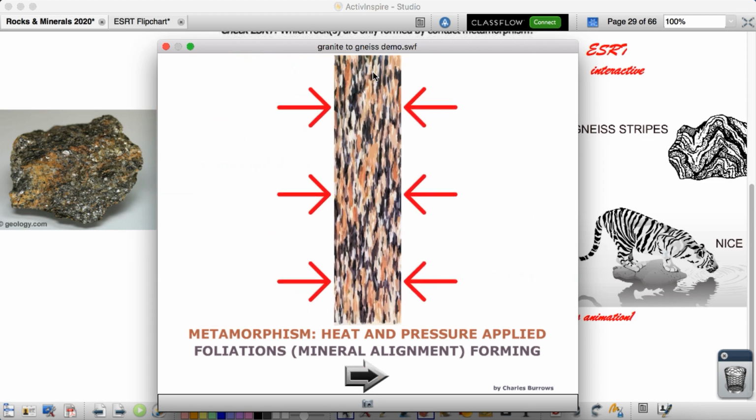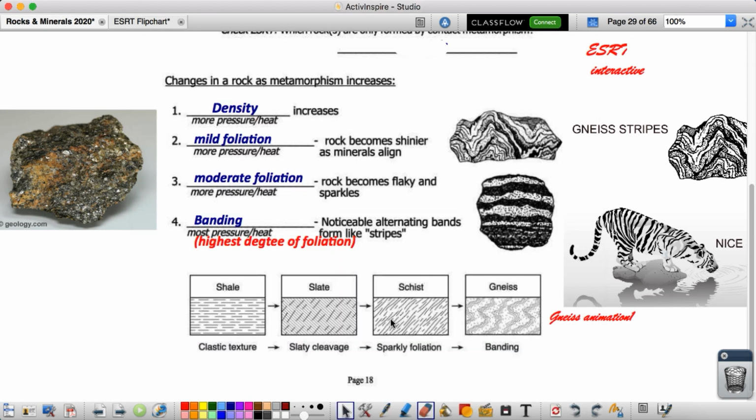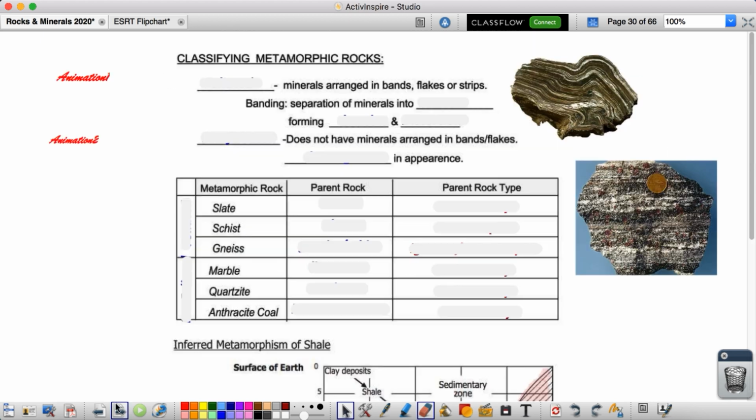Now, look at that. It creates a striping look, actually a gorgeous striping look. So gneiss is really a very beautiful rock, but you can see it does kind of resemble the granite that it came from a little bit. Okay, let's go a little further now.